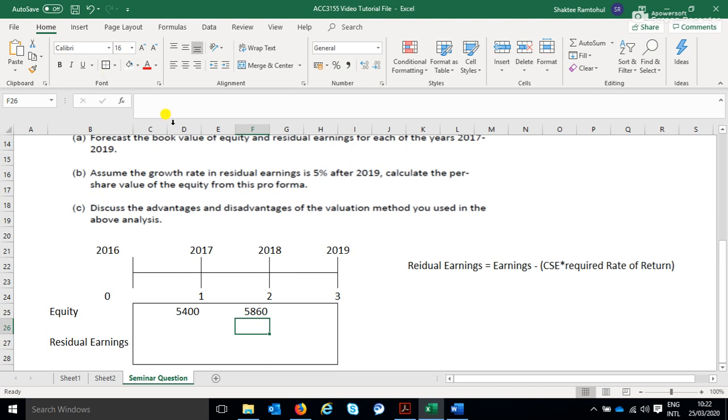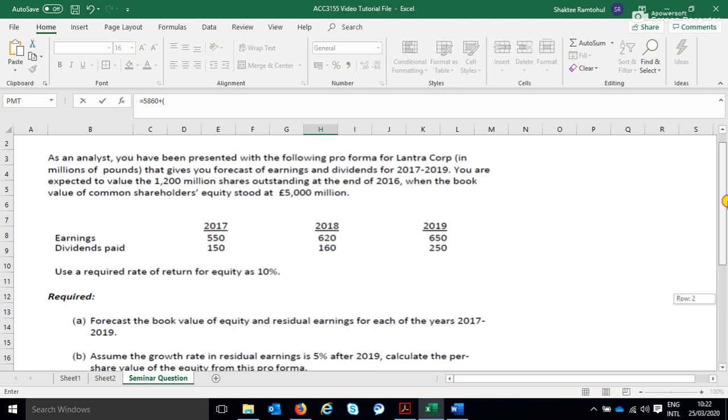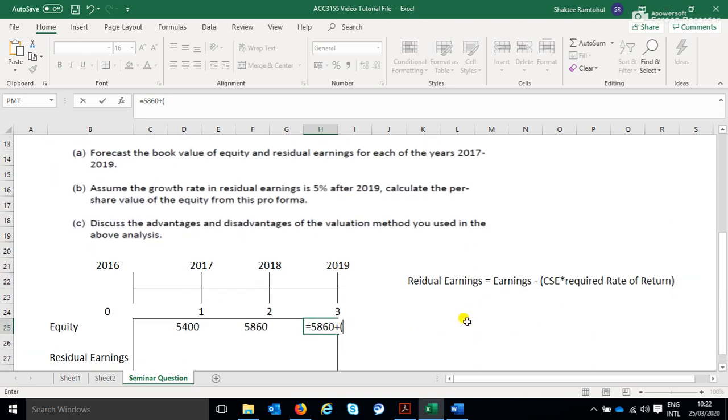Let's do the same thing for 2019. What would the 2019 equity figure comprise of? It will comprise the equity figure of 2018, which is 5,860, plus whatever earnings we achieved in 2019, 650, minus any dividend paid, which we're told is 250. There you go. That's the equity figure for 2017, 2018, and 2019.